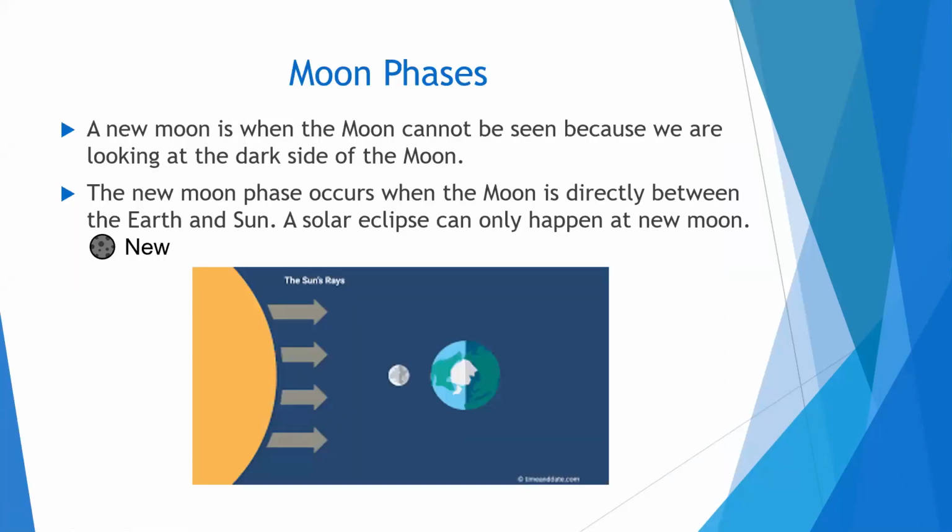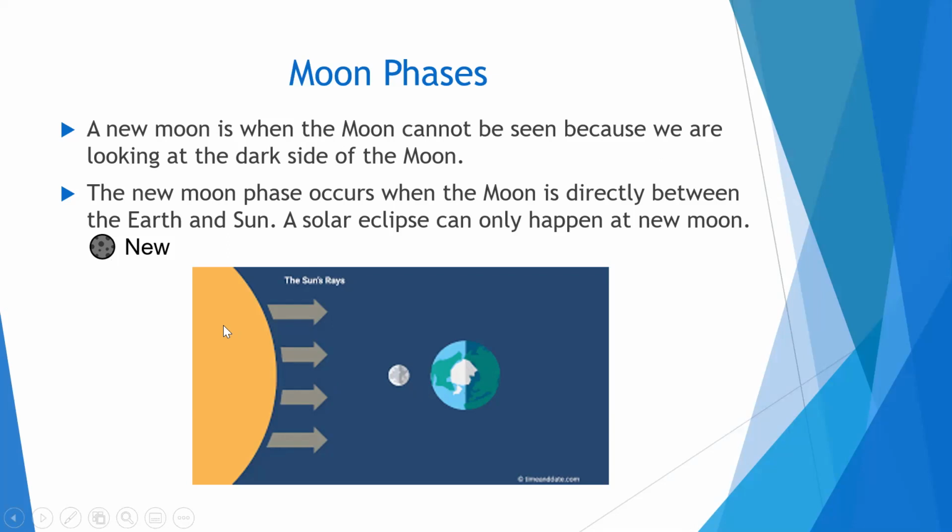Let's go ahead and talk about the phases one by one. We're going to begin with a new moon. A new moon is when the moon cannot be seen because we are looking at the dark side of the moon. The new moon phase occurs when the moon is directly between the Earth and the sun. A solar eclipse can only happen at new moons. This is what a new moon looks like, and this is an example of where the new moon is.